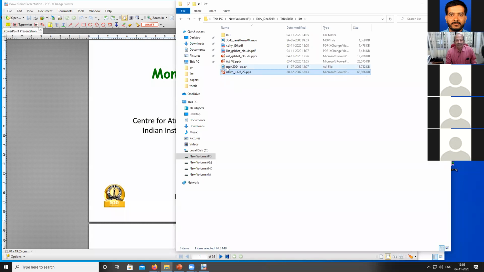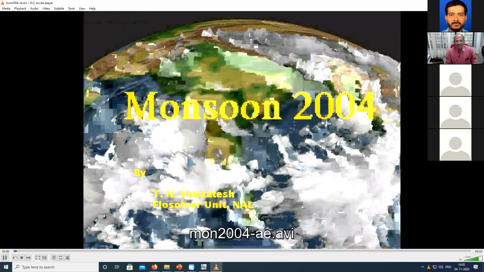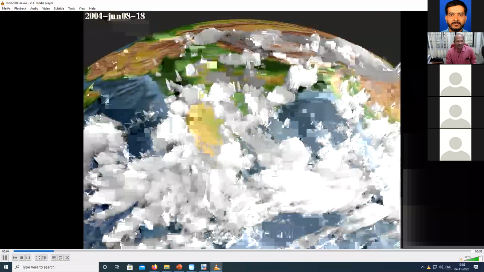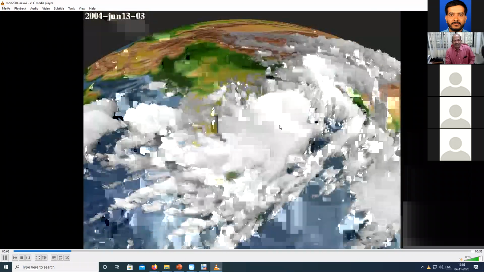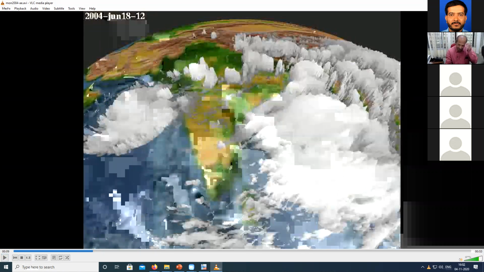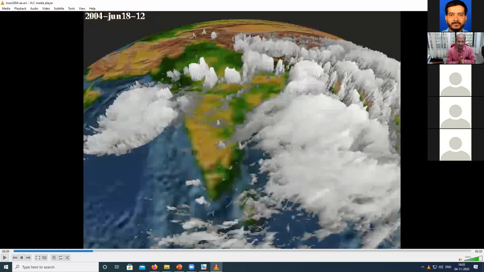And this movie was made by Dr. T.N. Venkatesh from NAL. What he did was he took INSAT and Meteosat IR data. He looked at the temperature and gave vertical extent, so it becomes a 3D cloud. And from June to September, which is 122 days, every 3 hourly, that's 8 images a day, he compressed into 3 minutes. So the entire drama of the 2004 monsoon is played here.